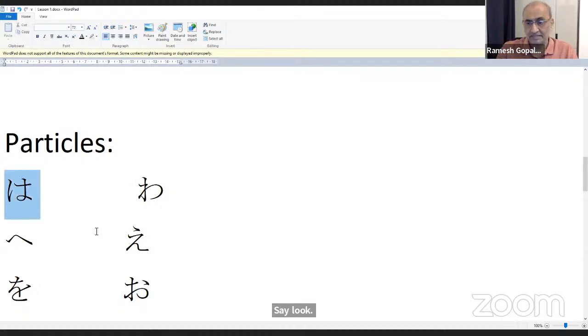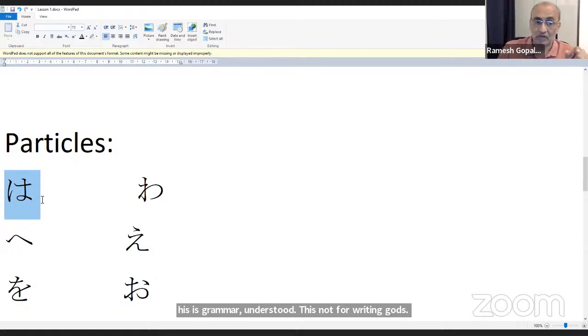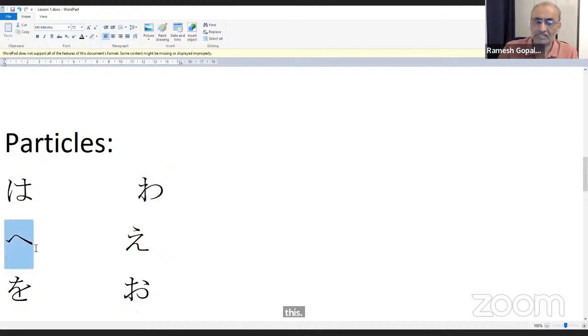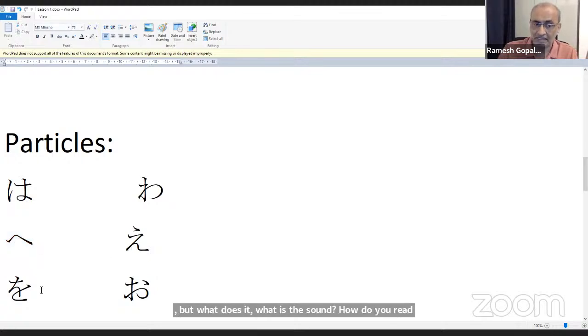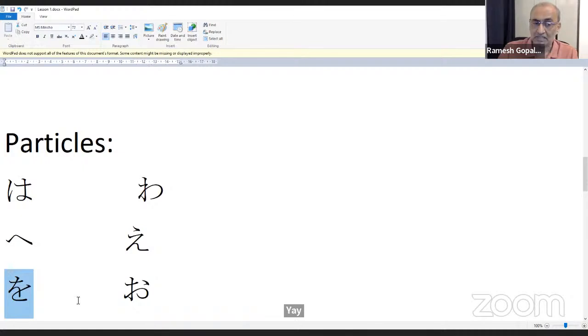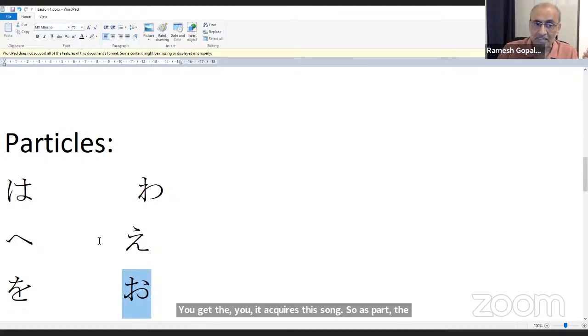See, look. They use this kana. This is grammar, understood? This is not for writing words. This is grammar. And these are particles. So how do you write the particle wa? You use this kana. But what is the sound? Wa. Now you use this kana, but what is the sound? How do you read it? E. And this one, O. So as particles, the sound it acquires is wa, e, o.